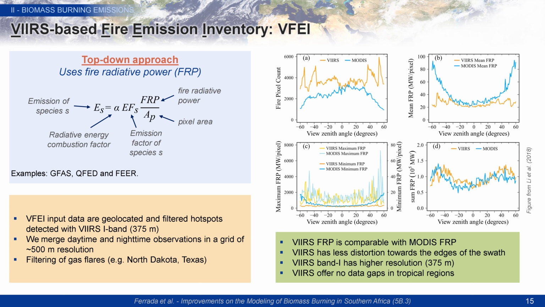Here we decided to use the VIIRS active fire product based on the I-band of the instrument because it has a higher resolution when compared against MODIS, and therefore is able to detect smaller fires. Some studies have compared the fire radiative power from both MODIS and VIIRS, and they have found that they are very comparable. Another advantage of VIIRS is that it offers observations with no data gaps over the tropics.